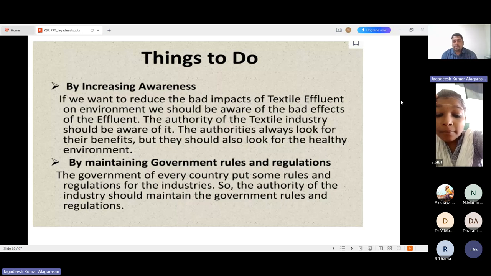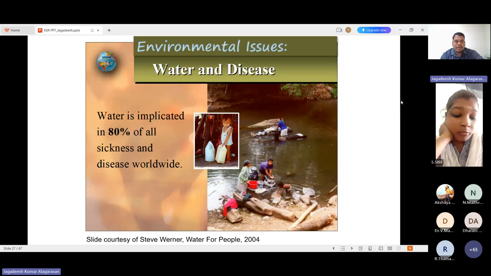So by maintaining government rules and regulations, the government of every country puts some rules and regulations for the industries. So the authority of the industry should maintain the government rules and regulations. Please follow the rules. So what are the environmental diseases?